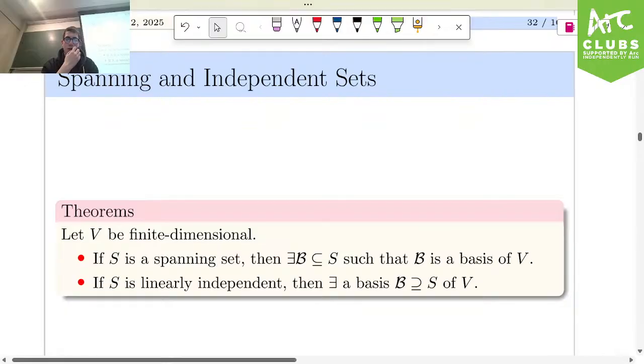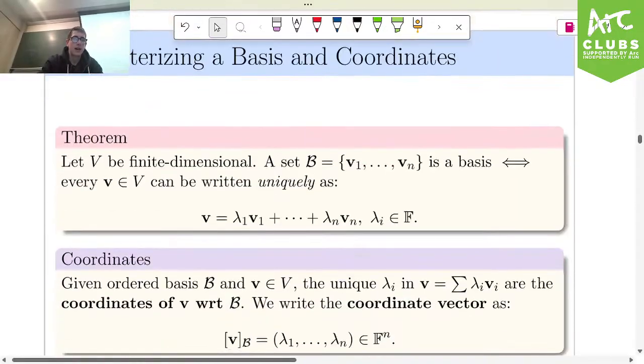Okay, so what we can say as well, which might motivate some constructions you might be asked about, is that if we have a spanning set, then we can remove some vectors to get a basis. Likewise, if we have an independent set, then we can extend that independent set to also get a basis.